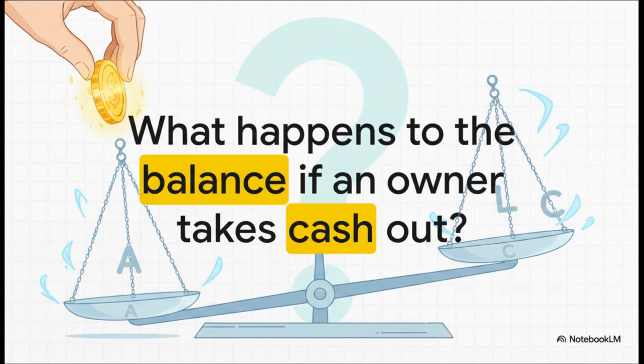But let me leave you with a final, provocative thought to test your new skills. We know every transaction has a dual effect, right? And the scale must always balance. So, what exactly happens to this scale if an owner takes cash out of the business for personal use? What goes down and what must balance it out?